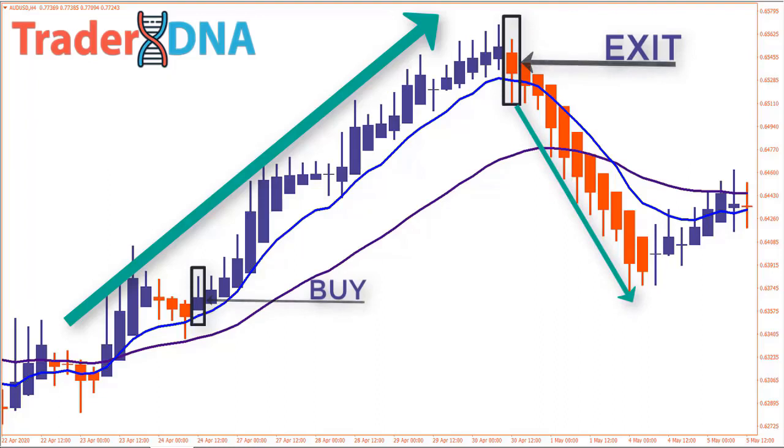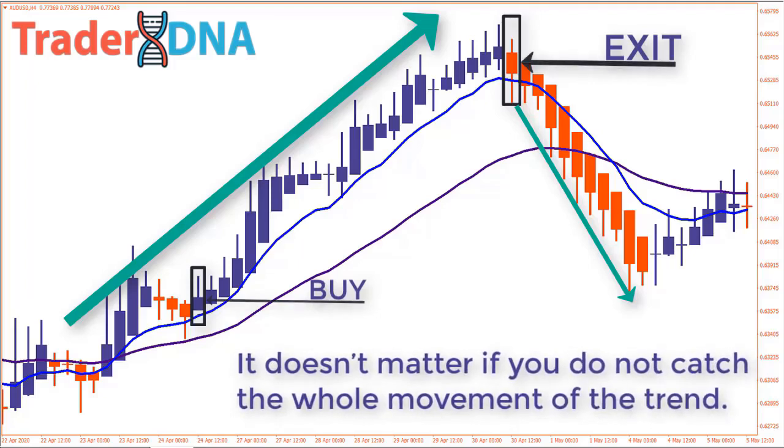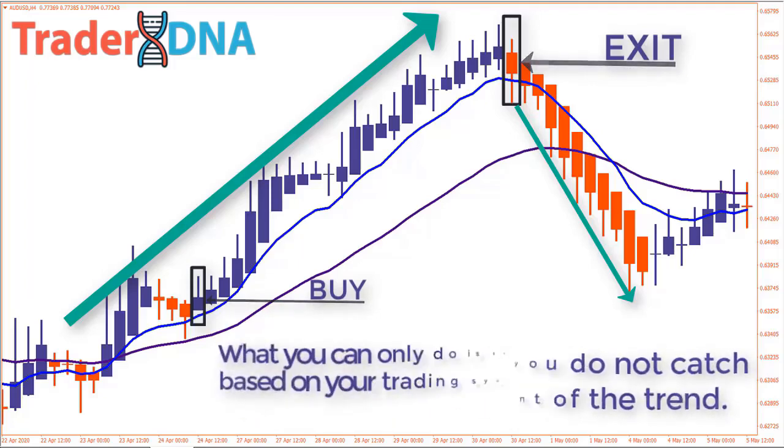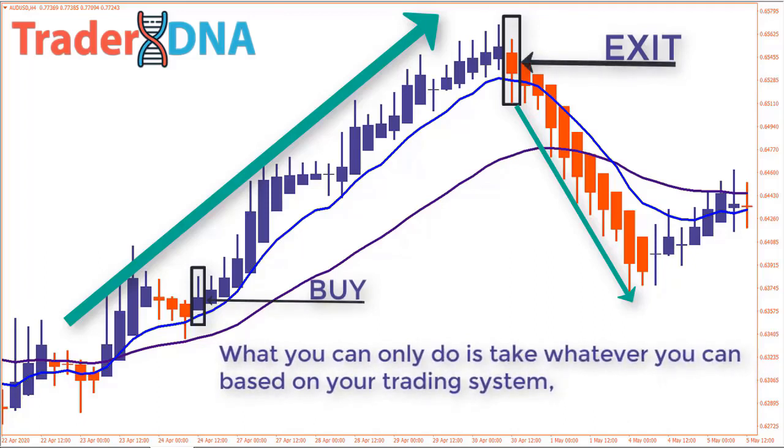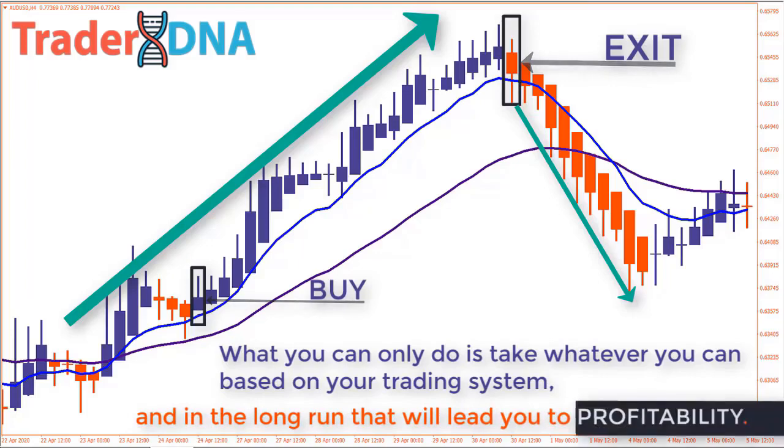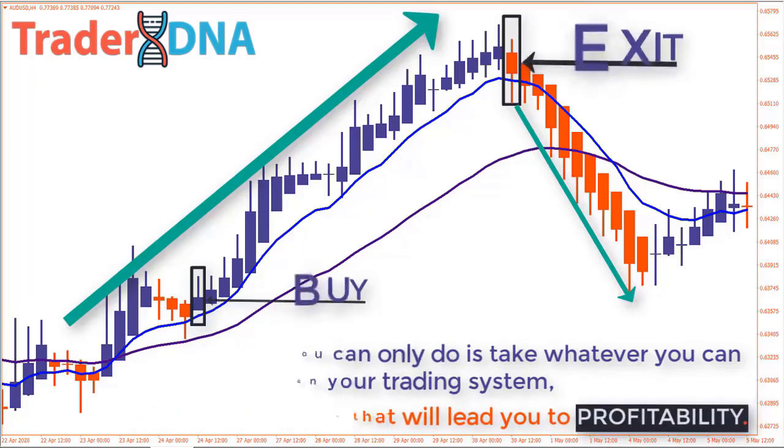However, not all trades are going to be like this. As I've said this a number of times already, it doesn't matter if you do not catch the whole movement of the trend. It's impossible to do so. What you can only do is take whatever you can based on your trading system, and in the long run that will lead you to profitability. Here are other examples of Heikin Ashi trading strategy.